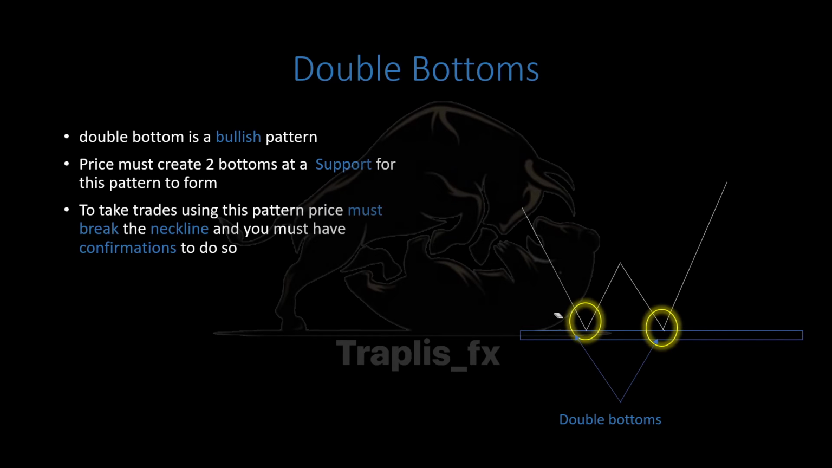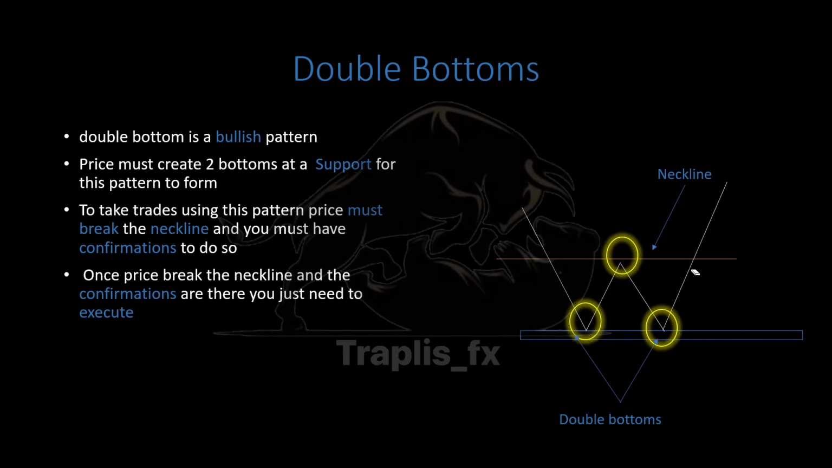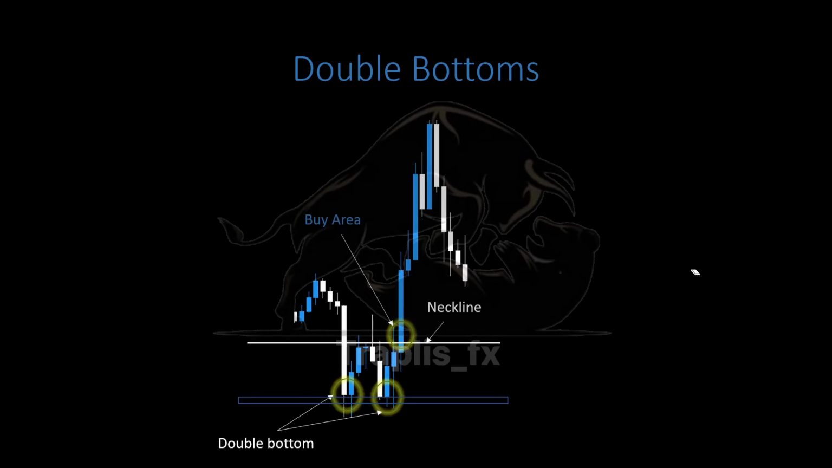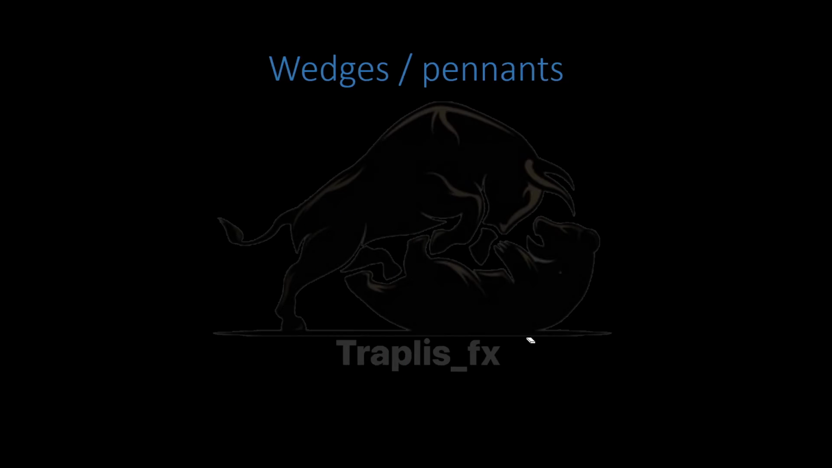Okay, in this case we would need the price to break a neckline, which we have right here. When price breaks a neckline, we must look for confirmations to take buys. After the confirmation, all you need to do is execute, press the buy button, and you should be fine. For example, we have the first bottom, the neckline created, the second bottom, then the break, then a big impulsive move that led to a big profit if anybody took it. And as you can see, that's how it should look on the charts.